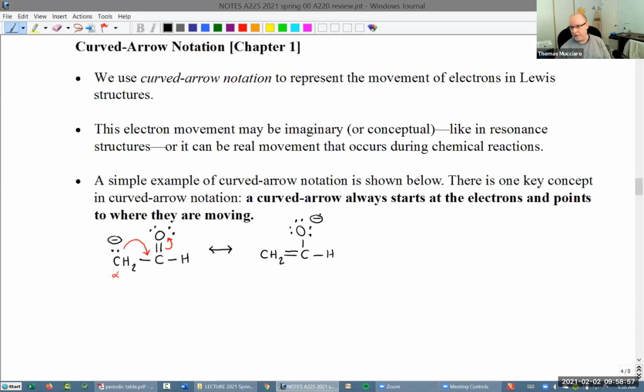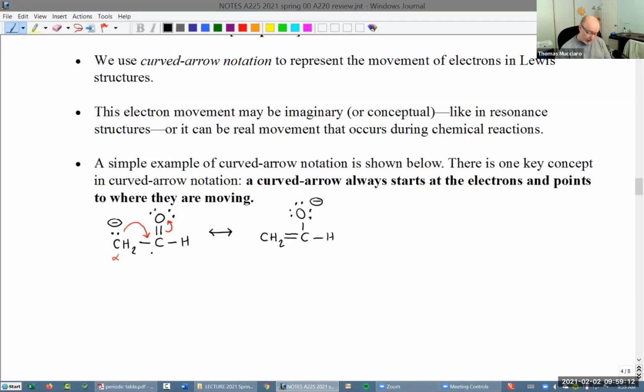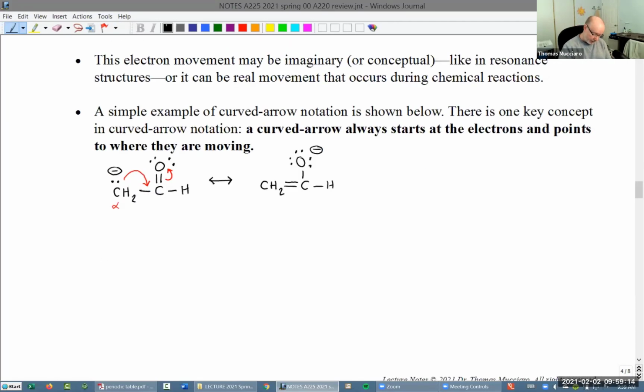So we push electrons. Now the key is to note that when I pushed electrons, I started on the pair of electrons. I showed their destination, right? The arrow points to the destination. And that's really important when we do acid-base chemistry. I'm going to just show you a really quick example of this. We're going to talk about acid-base chemistry in our next section really quickly.